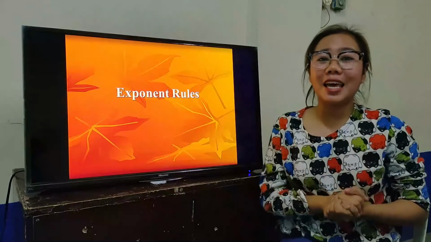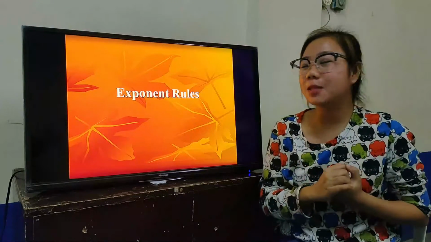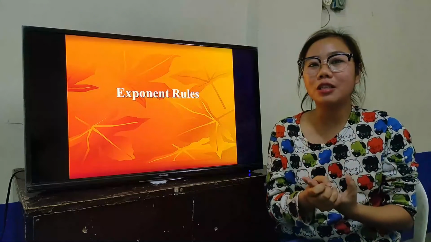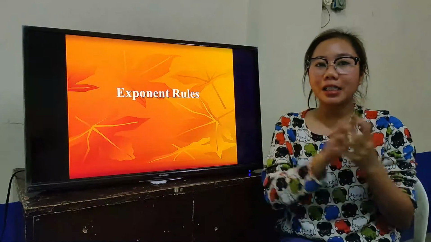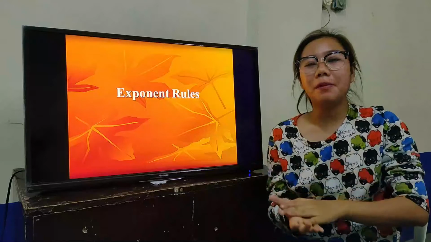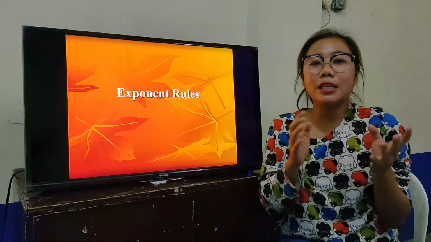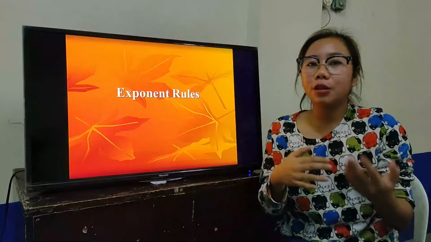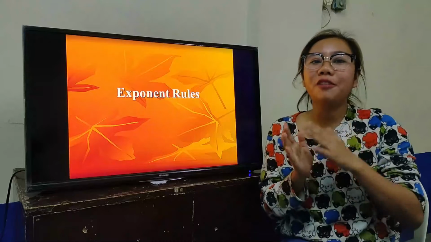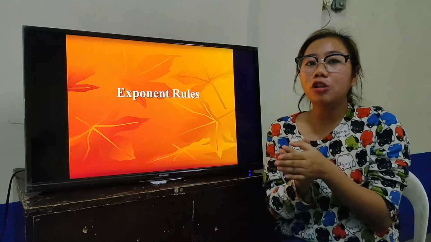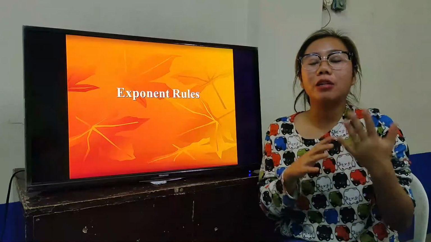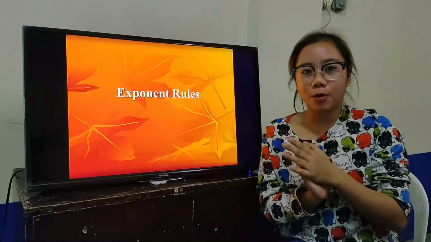So yesterday, we discussed the laws of exponents or the exponent rules. We've done the two rules of exponents. So what are they? According to rule number 1, if we multiply two expressions with the same base, we are going to add their exponents. And in rule number 2, if we divide two expressions with the same base, we are going to subtract the exponents.